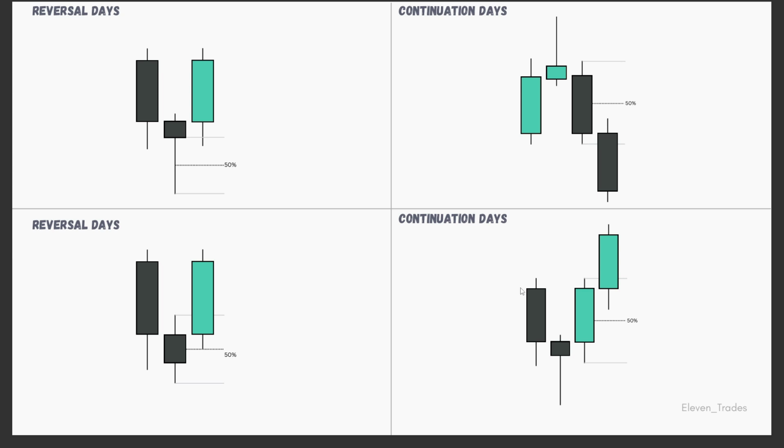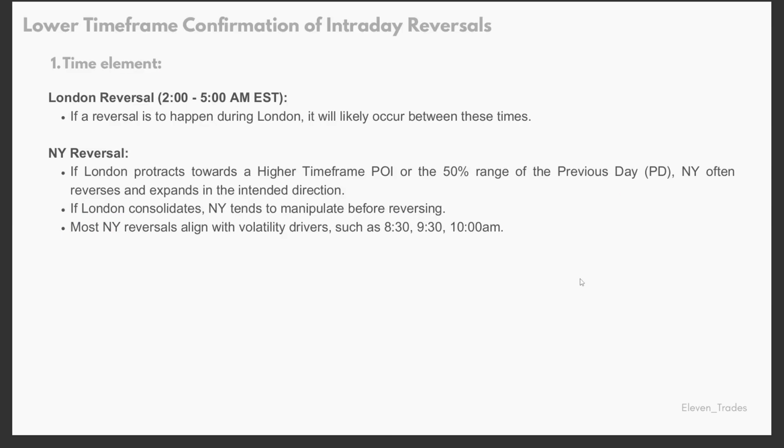Now for the continuation days in a bullish example, once the reversal has already established, we will measure the whole body's range including the wicks, and we would want to see an open low high close candle inside the upper quadrant. Now comes the lower time frame confirmation of the intraday reversals.